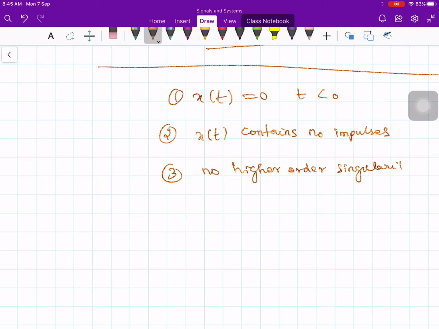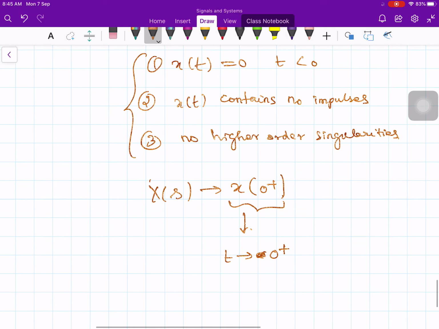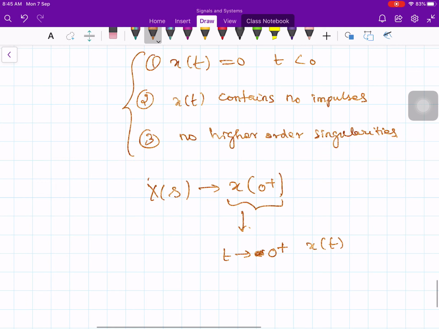Singularities. Okay, therefore, if you satisfy these three conditions, then one can directly calculate from the Laplace transform X(s) the initial value x(0+). What do we mean by this x(0+)? It indicates that when t approaches 0 from the positive values of t, then your x(t) becomes x(0+), and this is called the initial value theorem.